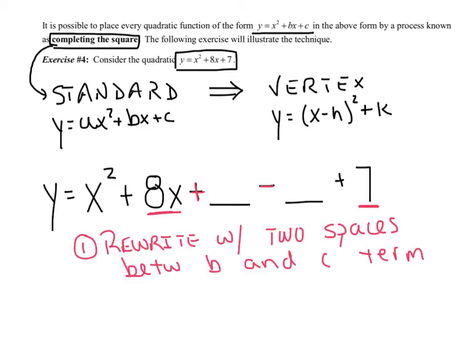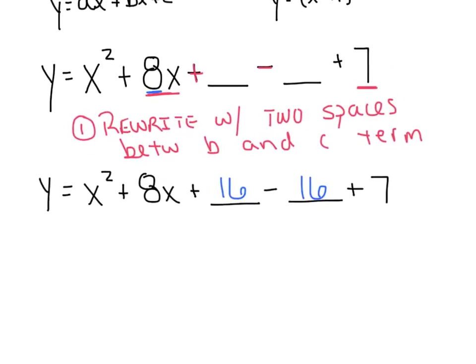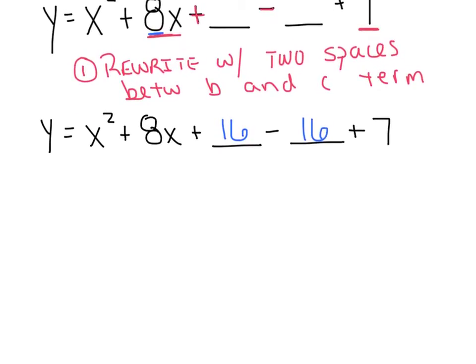Alright, step 2. This is the fun one. All I'm going to do just to get us started here is rewrite what I had. What I need you to do now is take your b term, which is an 8. Half of 8 is 4, and if I square that number, I'll get 16. And so I want you to add and subtract 16 within those spaces. First write that out.